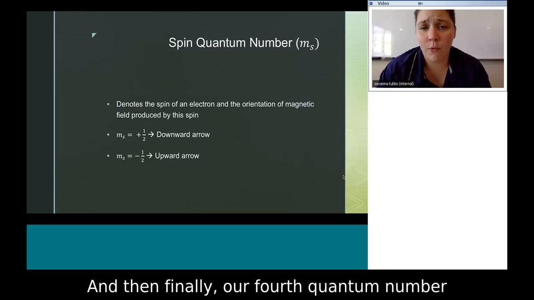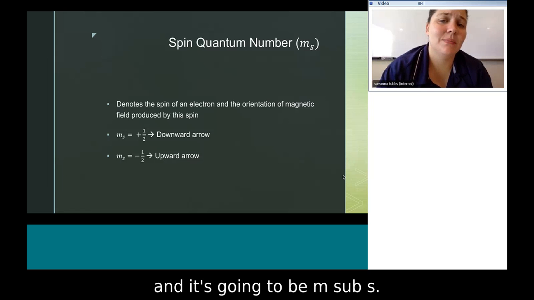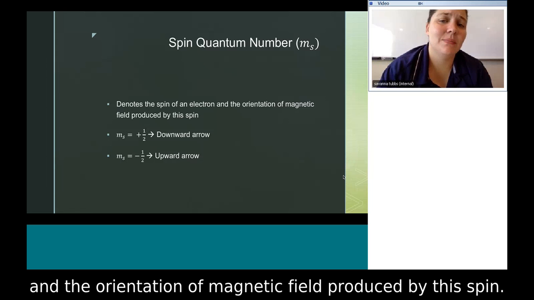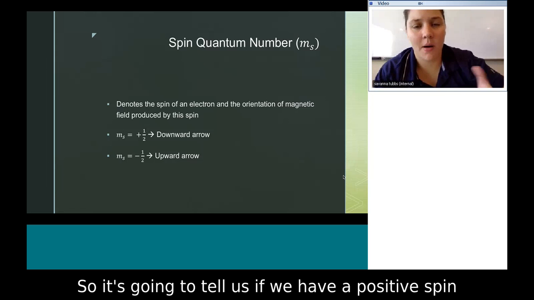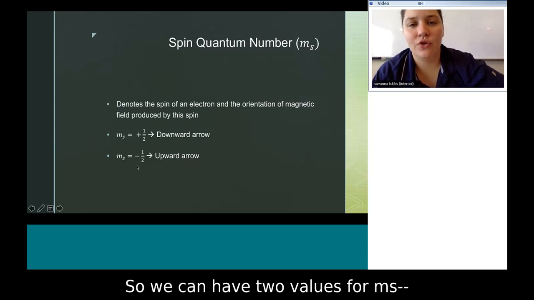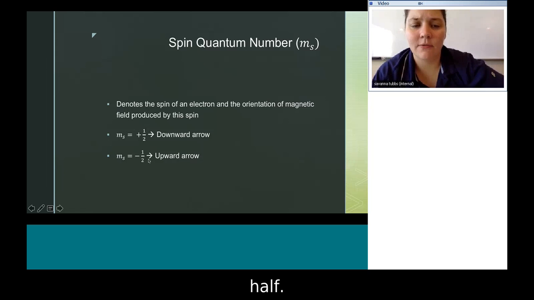And then finally, our fourth quantum number is going to be the spin quantum number, and it's going to be M sub S. And it denotes the spin of an electron and the orientation of magnetic field produced by this spin. So it's going to tell us if we have a positive spin or a negative spin on our electrons. So we can have 2 values for MS. We can have a positive 1/2, or we can have a negative 1/2.